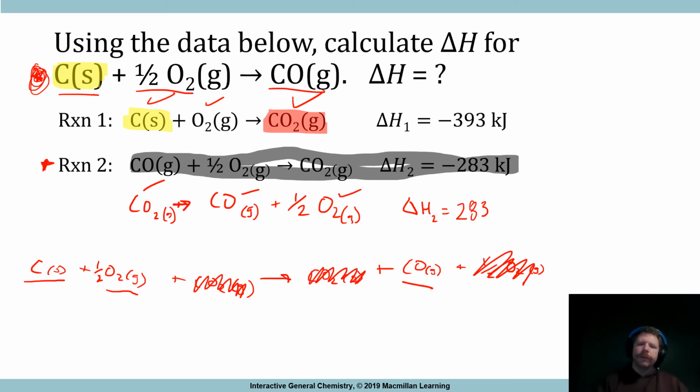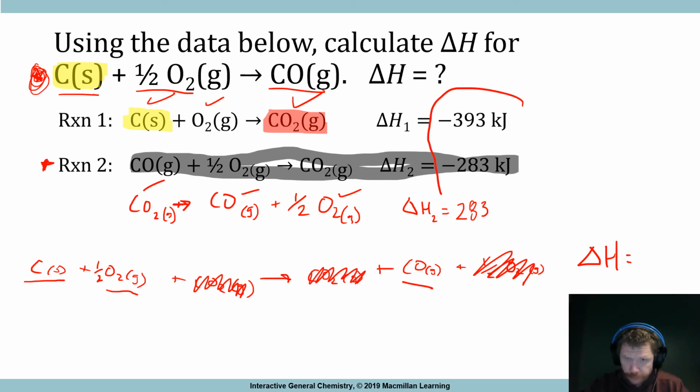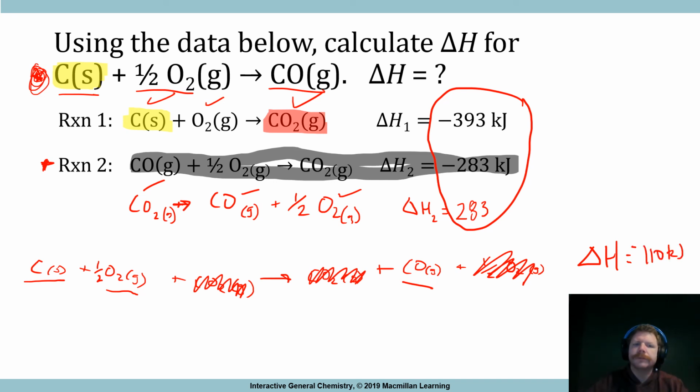Sorry, my reactants and my products. I've done everything that I needed to get that, and so there's no extra reactants or products left over. My delta H for this overall reaction is negative 393 plus 283, which would give me negative 110 kilojoules.